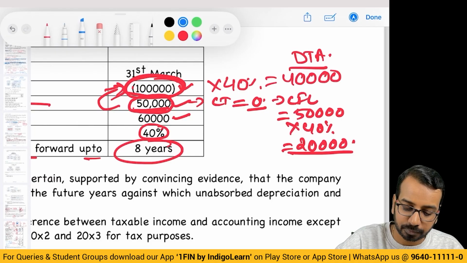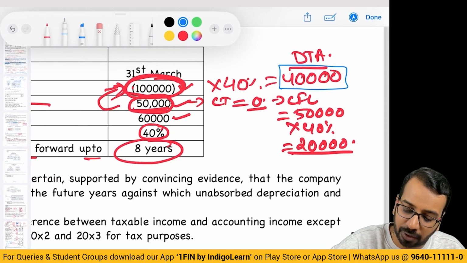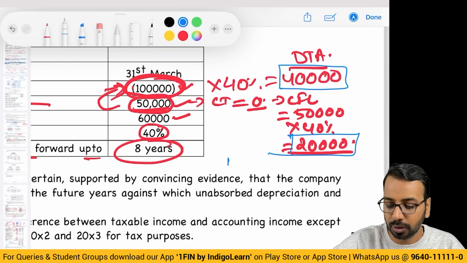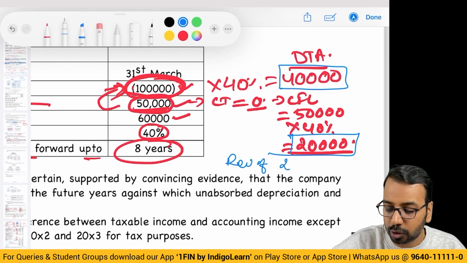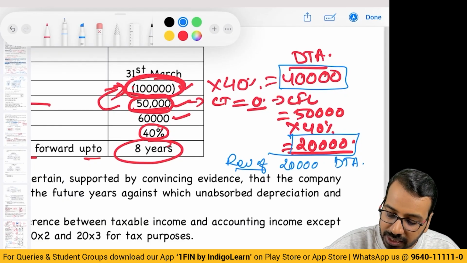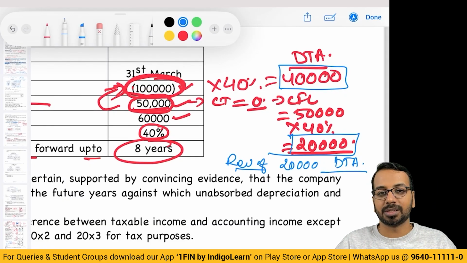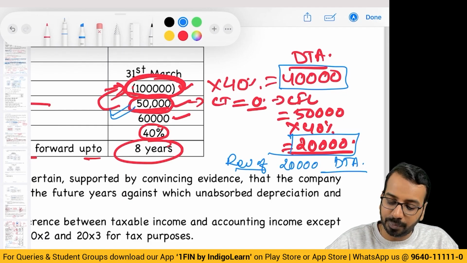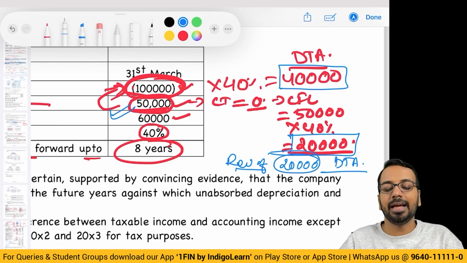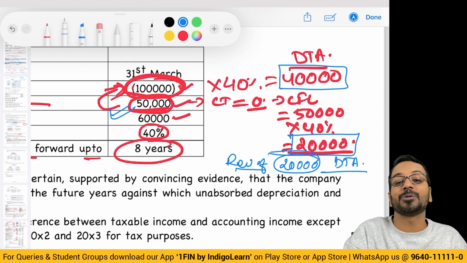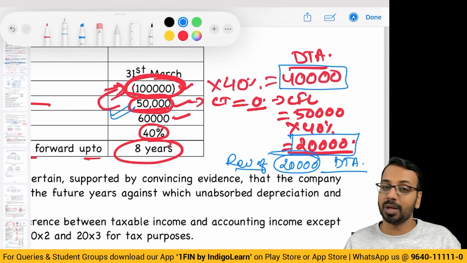50,000 into 40%, I have a balance of only 20,000. So here I had a DTA of 40,000. Now I have a DTA of 20,000. So there is a reversal of 20,000 of DTA. This reversal of DTA will become my expense. Now see how beautifully the amount will match. 50,000 of income, reversal of 20,000 DTA. Basically, I am recognizing expense on account of 50,000 of profit. You can think of it this way as well.